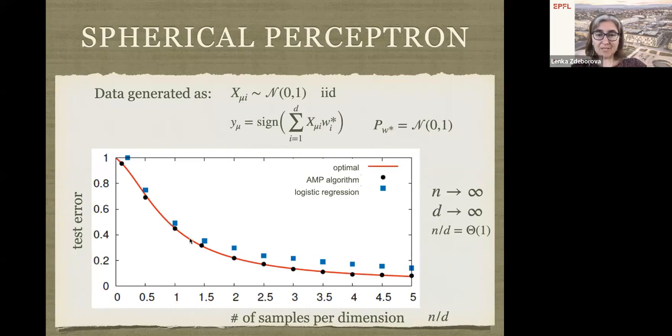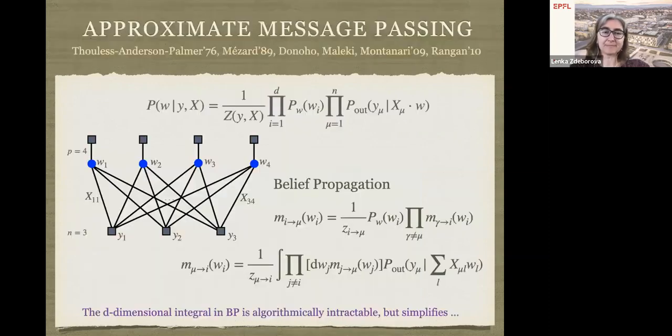The blue points are logistic regression. That's something that any student skilled with machine learning would run and get in no time. And the black points are the result of an algorithm called approximate message passing, AMP. You can see that the black points are on the red line. So let me tell you why that is and what this algorithm, AMP, is.